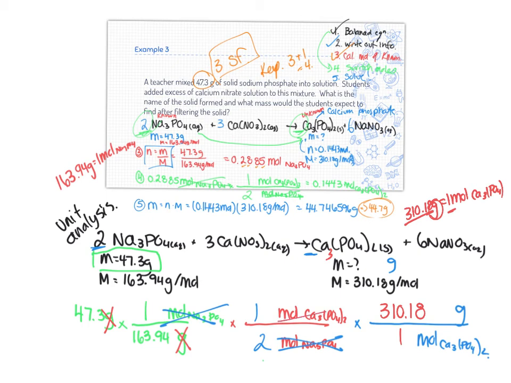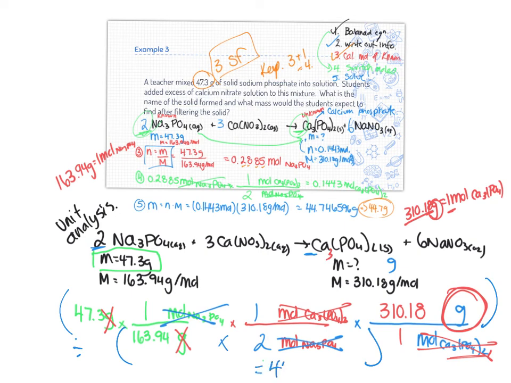Last step here, our moles of calcium phosphate have canceled. The only piece of information I have is grams, specifically of calcium phosphate. To solve our unit analysis, we are going to multiply all the way across the top and divide. So we're going to multiply all of these numbers together, and we're going to divide by all of the numbers multiplied across the bottom. In the end, we're going to get the exact same answer, and we're going to round it to 44.7 grams. It doesn't matter which method you use.